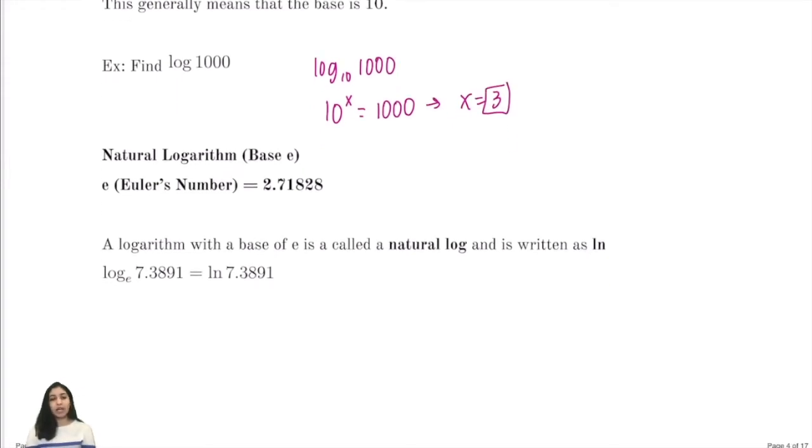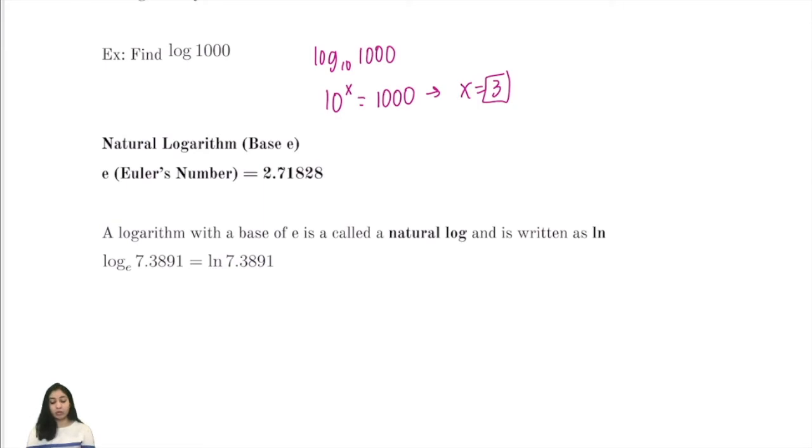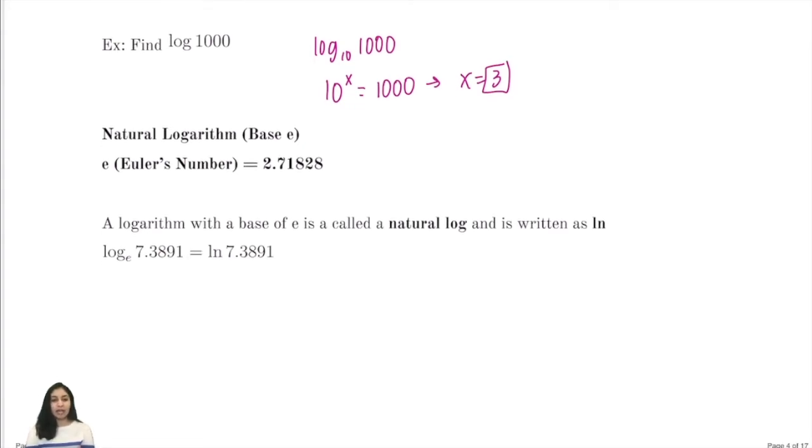Now we're going to move on. Another special logarithm is the natural log, which is base e. For those of you who don't know, e is Euler's number, and it's an irrational number which can be approximated to 2.71828. And these are just the first few digits. So a logarithm with a base of e is called a natural log and is written as ln. You may have seen that button on your calculator. So anytime you see ln, all they're talking about is log base e. So an example here is find ln of 7.3891, and we're just trying to find to what power of e can we get 7.3891. In this case, our answer is just 2.